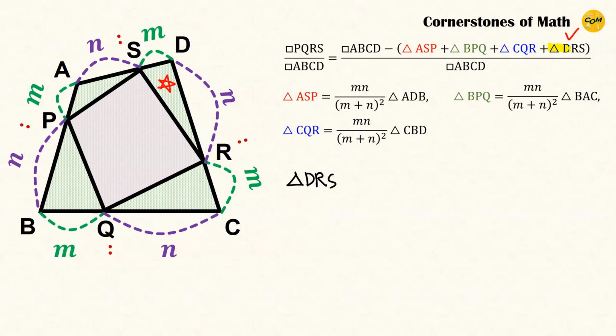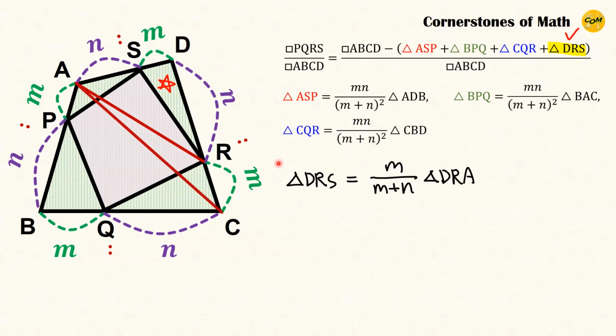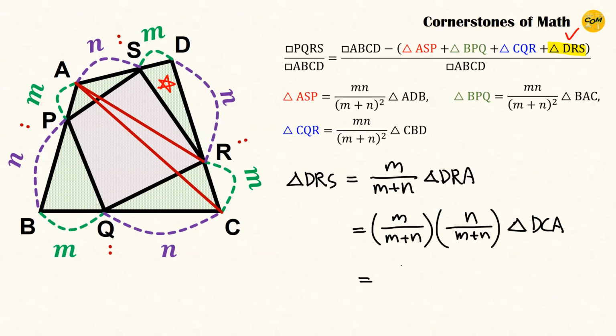And finally, for the triangle DRS, first we compare with triangle DRA, which will give m over m plus n times the area of DRA. Then we compare with triangle DCA, which gives m over m plus n times now n over m plus n times the area of triangle DCA. So we have mn over m plus n squared times the area of triangle DCA.